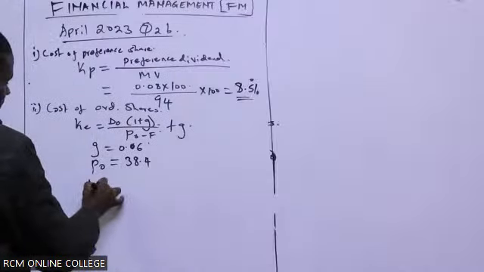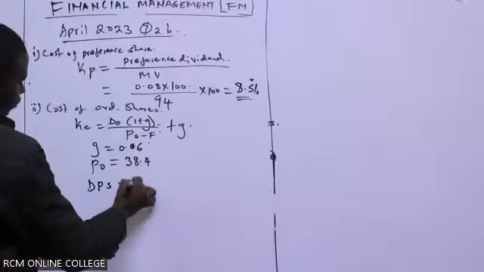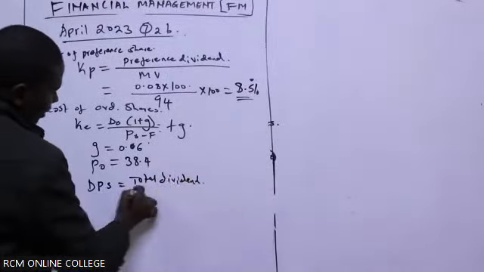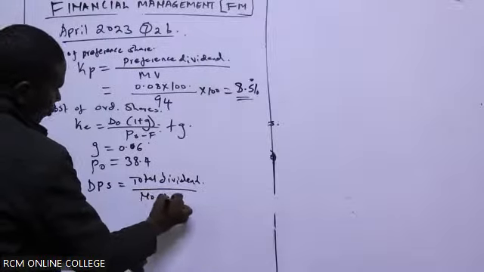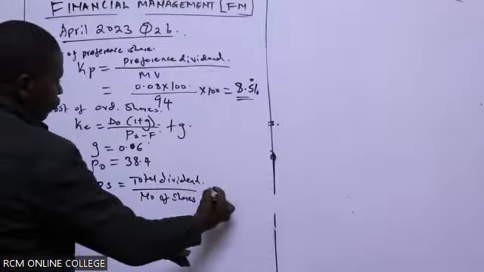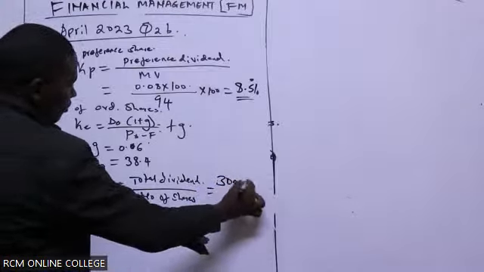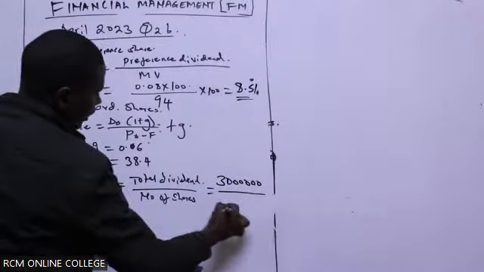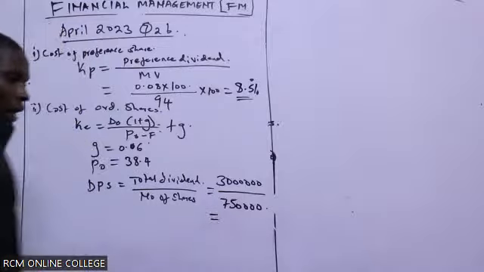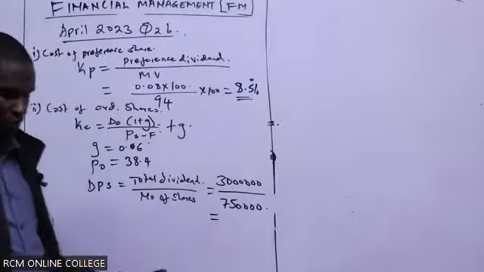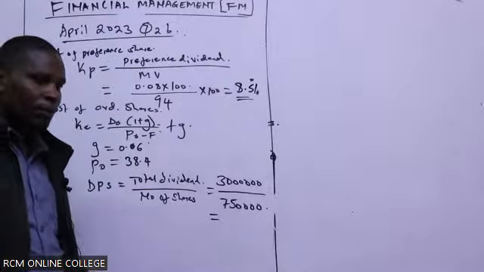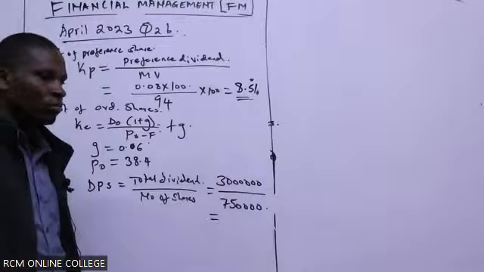So DPS is given by total dividend divided by number of shares. So hiyo ni formula ingine mpya yenye ime-emerge. So with this, I have 3 million by number of shares, which is 750,000. So that I get my D0. Haya, itakuwa ngapi? What is our D0? Once we get that, we shall be good to go.